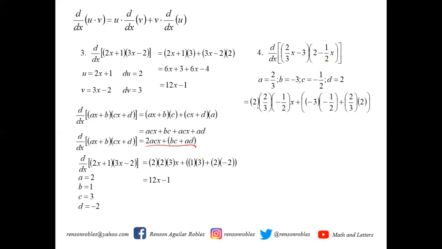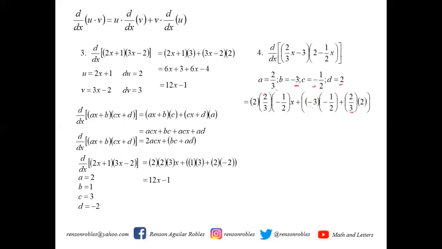So it's 2 times a times c, sorry. It's 2 times 2/3, that's a, times negative 1/2, that's c, and then you copy x. And then plus bc, that's negative 3 times negative 1/2, plus ad, that's 2/3, then times 2, that's d.